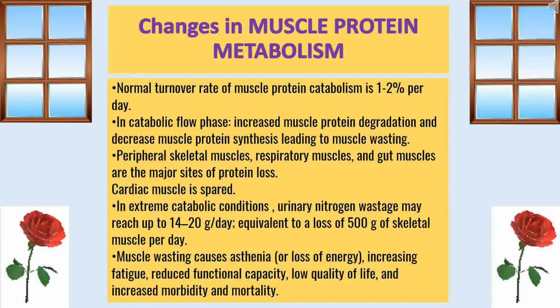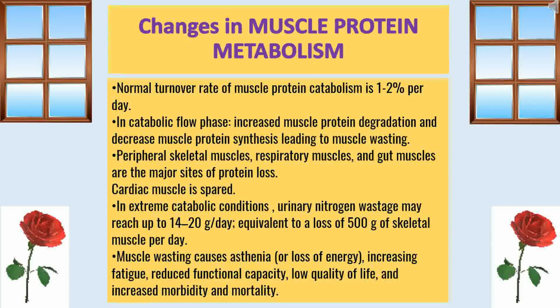During the catabolic flow phase of the stress response, there is an increase in muscle protein degradation and a decrease in muscle protein synthesis, leading to muscle wasting. Peripheral skeletal muscles, respiratory muscles, and gut muscles are the major sites of such protein loss. Cardiac muscle is mostly preserved. The clinical effects of these changes are hypoventilation and chest infections as well as reduced gut motility.